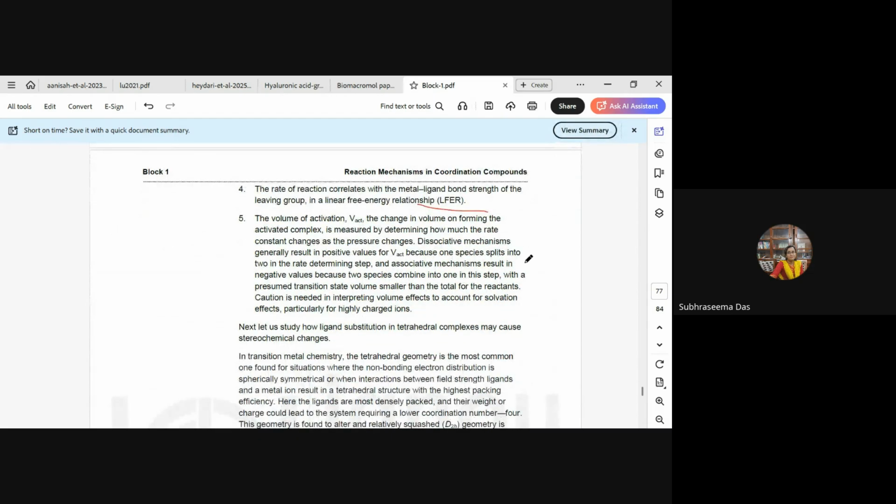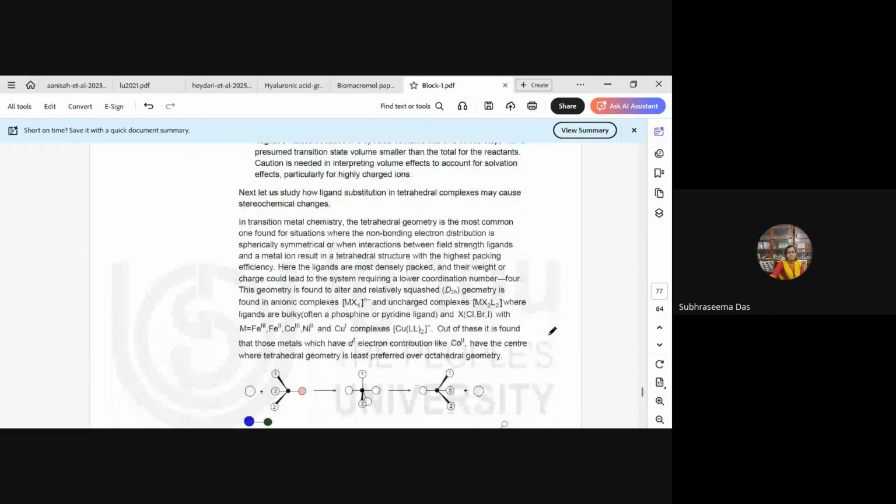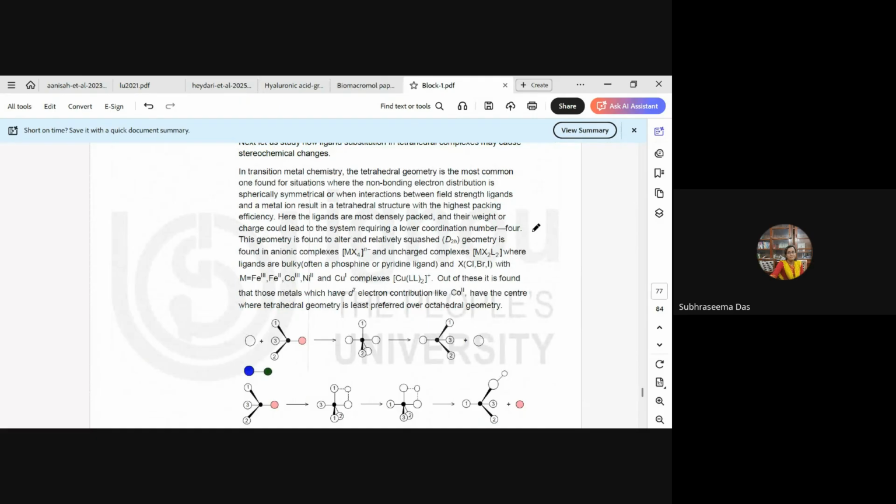LFER. The activation volume, that is the change in volume from the activated complex, is measured by determining how much the rate constant changes as the pressure is changed. Now let us look into an example of how ligand substitution in tetrahedral complexes causes stereochemical changes. One of the examples has been shown here in figure 4.3.